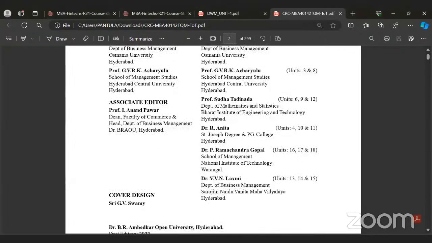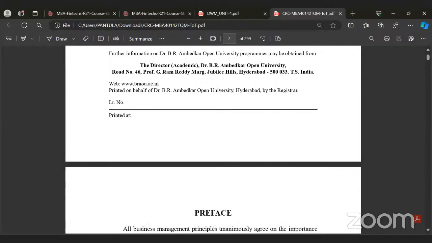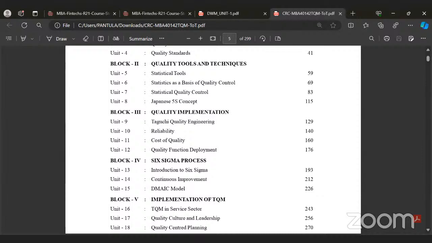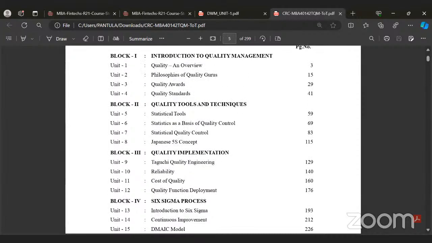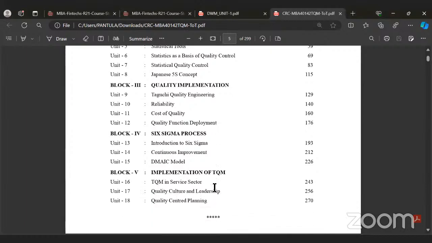Now we have 2 days, today and tomorrow, left over, and we completed 3 blocks. Block one we completed, introduction to quality management. Quality tools and techniques we discussed, quality implementation we discussed. Now we are going ahead with the Six Sigma practices block.